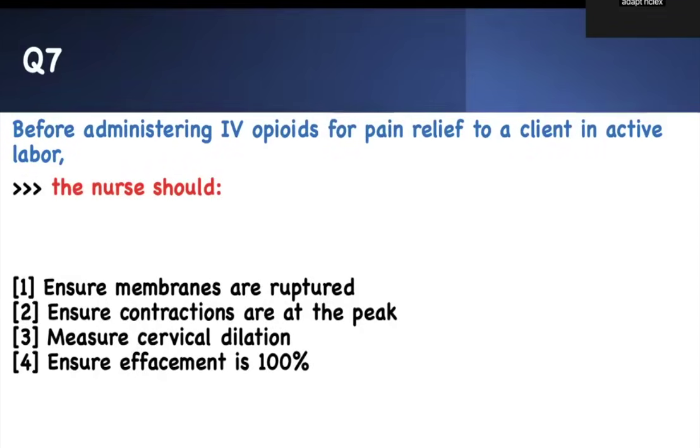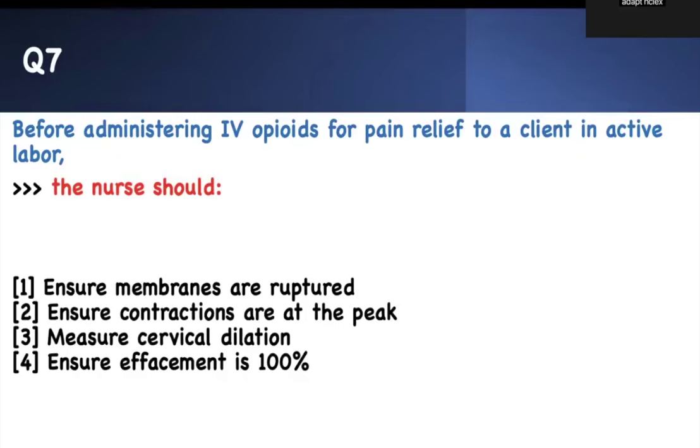Before administering IV opioid for pain relief to a client in active labor, the nurse should what? This is all based together. Like I said, these are little concepts. If you have it, you master maternity. You just break it down, whatever question they will give you. If you watch all these series, what is the problem? I said, before giving opioid to a client, what should you check?